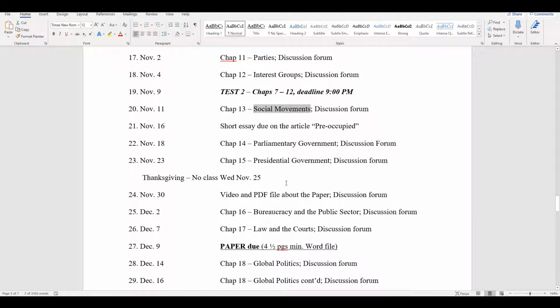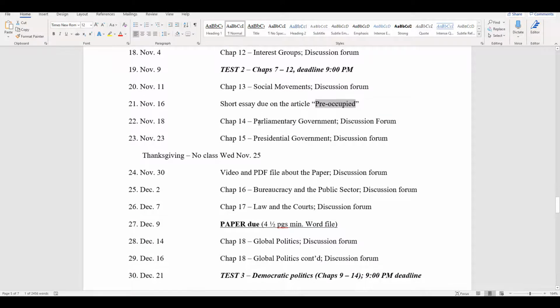there's also a very interesting article about the Occupy Wall Street, the short-lived Occupy Wall Street movement, and then what I'm going to have is just a little additional writing assignment here for you to read this article that I will post about the Occupy Wall Street movement, and then based on what I ask about that article, give me a short essay on that for that day. Chapter 14, looking at parliamentary systems of government, and then on Chapter 15, we'll compare that with presidential systems of government, which is what the United States has.